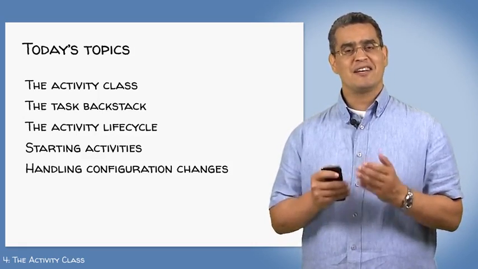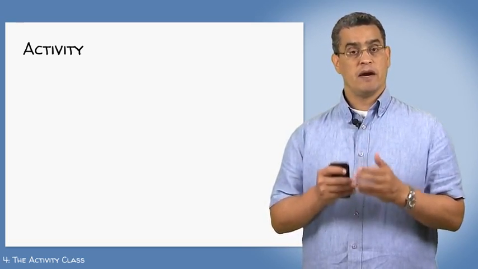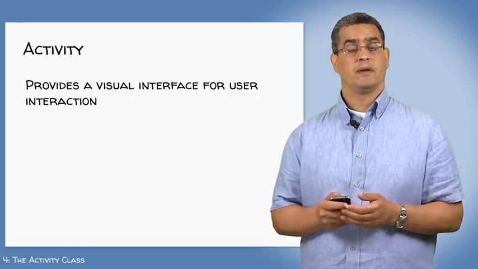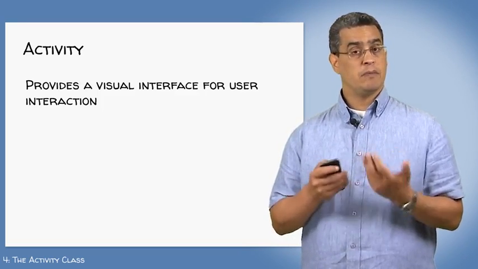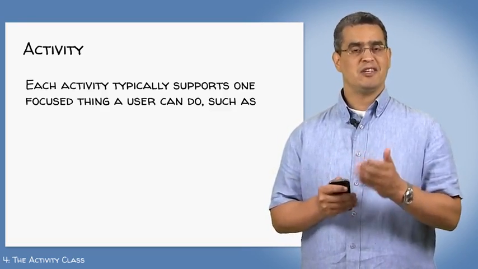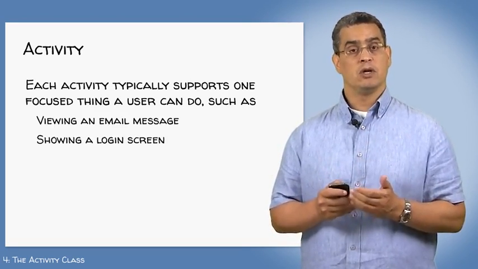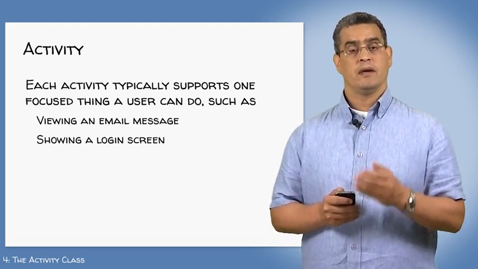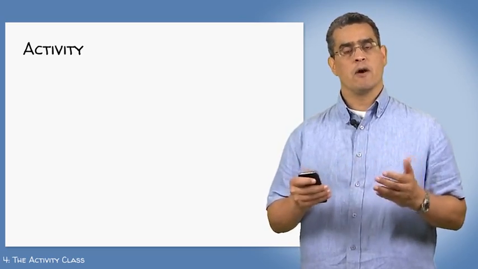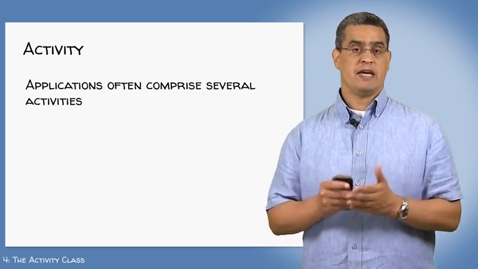As I've said before, activities are the primary class for interacting with users. They're designed to provide a visual interface through which the user can interact with the application. And by convention, activities should be modular in the sense that each activity should support a single focused thing that the user can do with your application, like viewing an email message or showing a login screen. If you follow this convention, then you end up creating applications by stringing together multiple activities, each with a single purpose that the user then navigates through.